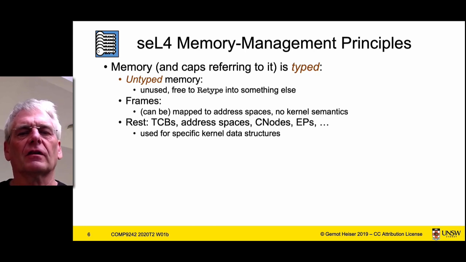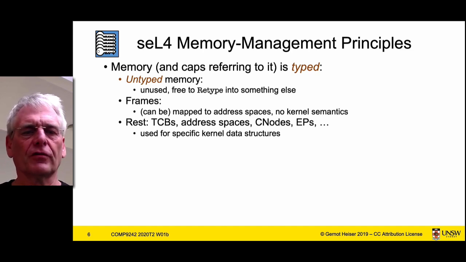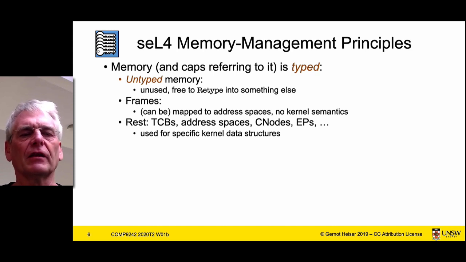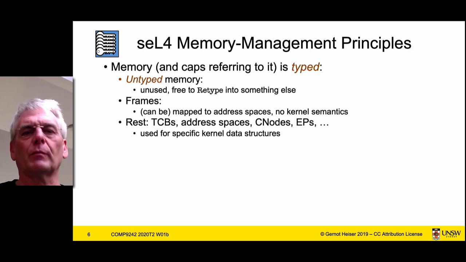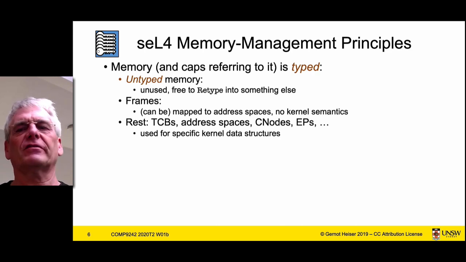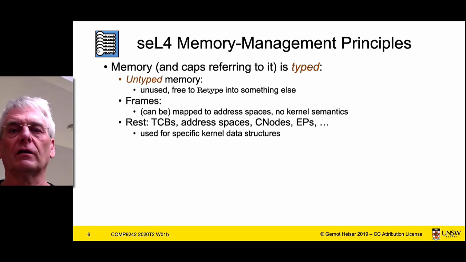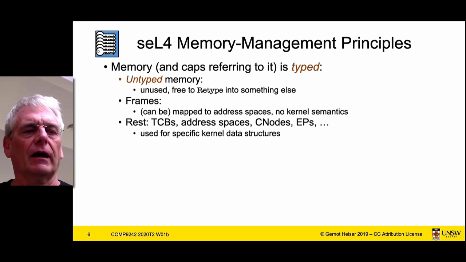Memory is typed in seL4. The types correspond to those kernel objects, and unused memory is called untyped. So it doesn't have a specific type, and pretty much the only operation you can do on an untyped is to retype it into something else. So it's basically free temporary memory, which you then can put to specific use by retyping it into an object type.